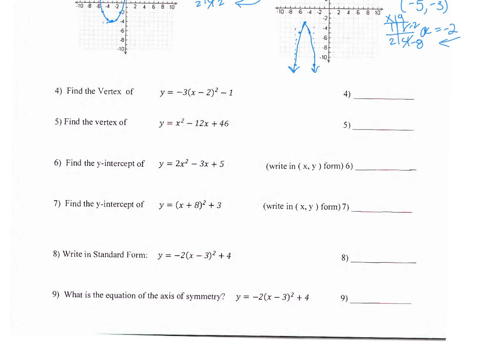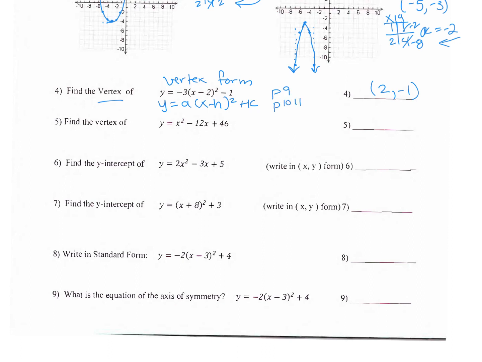So this first question wants the vertex, and this is in vertex form, so that's easy. It's 2, negative 1. I literally just read it off because this is in vertex form, and in vertex form, that's when I can see my vertex, because this is y equals a times x minus h squared plus k. Again, this was page 9 notes and page 10 and 11.